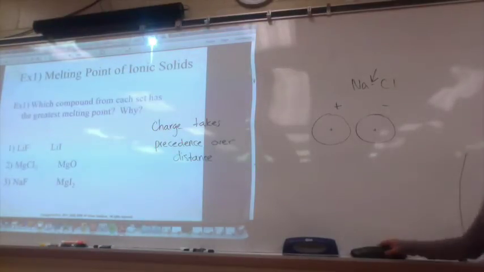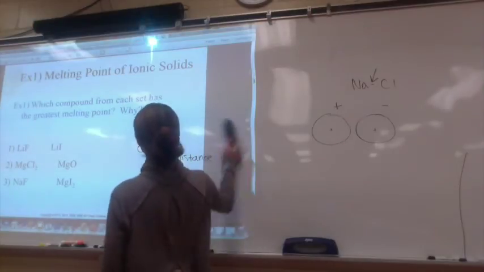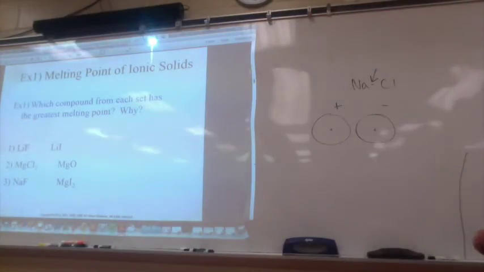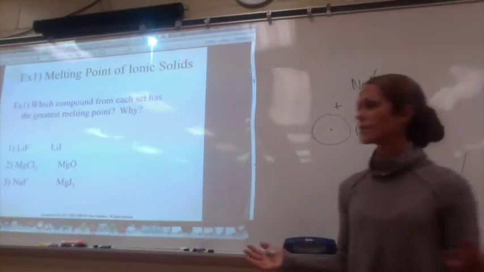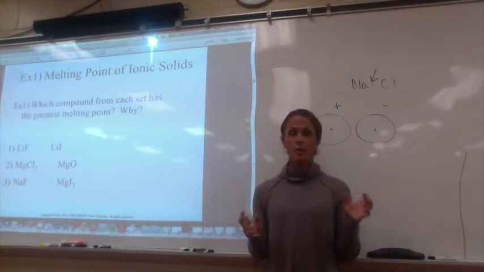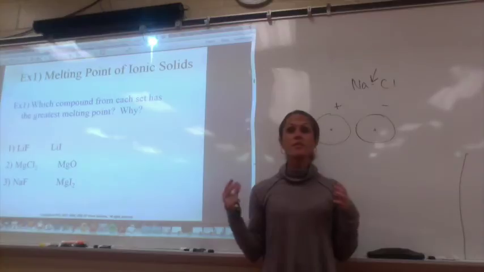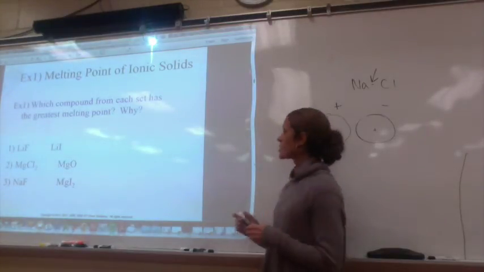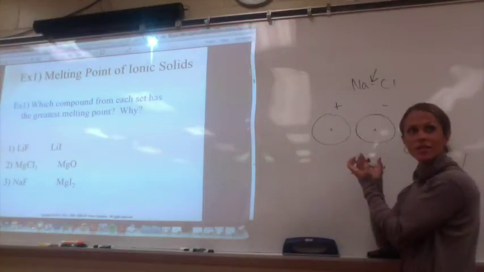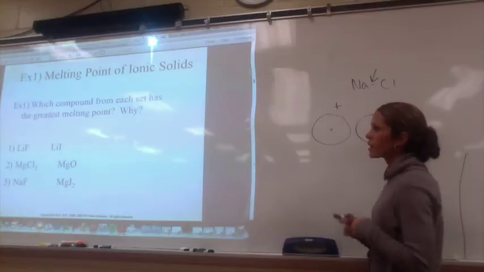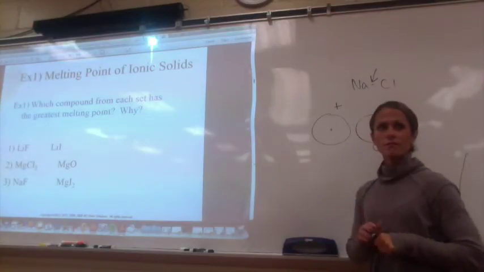So let's look at these. Which compound has the greatest melting point and why? So part one, lithium fluoride or lithium iodide. So here's what you do. You take your periodic table out and you look up first what their charges are, because that's going to take precedence. If they have the same charges, then what do you have to evaluate? Distance. Something that has a smaller distance has a greater force of attraction, therefore it would have a higher melting point. All right, so work through all three of these.